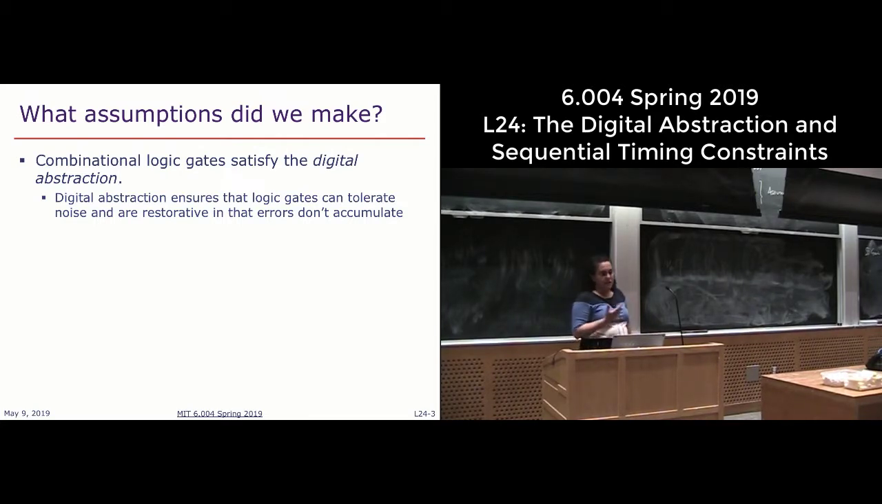The key to the digital abstraction is that we want our combinational circuits to deal with noise, and even when noise is added into our system, we want the circuits to be able to restore themselves to a good, valid representation of these zeros and ones, so that the noise doesn't accumulate and destroy the signal that we're trying to transmit.